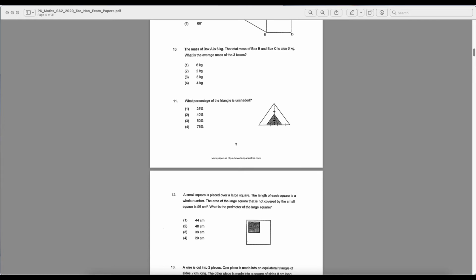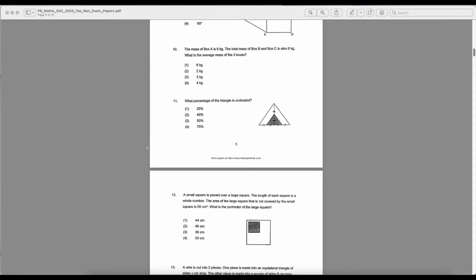What percentage of the triangle is shaded? It's a 2-mark question, so I see. I think they decided to take out the numbers to make it a little bit harder. So anyway, there's no numbers. So what should we do? There are no numbers, and this doesn't mean we cannot put our own numbers.